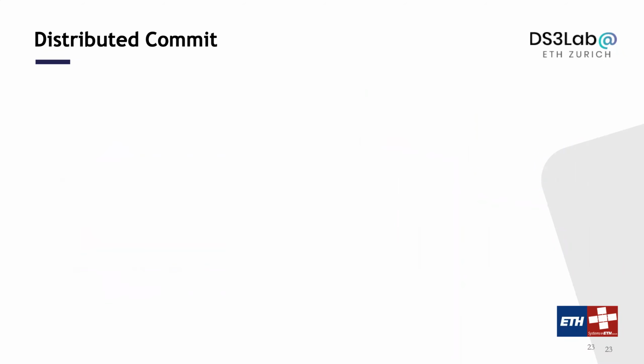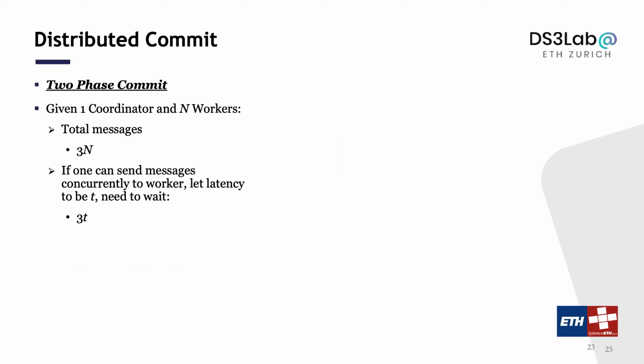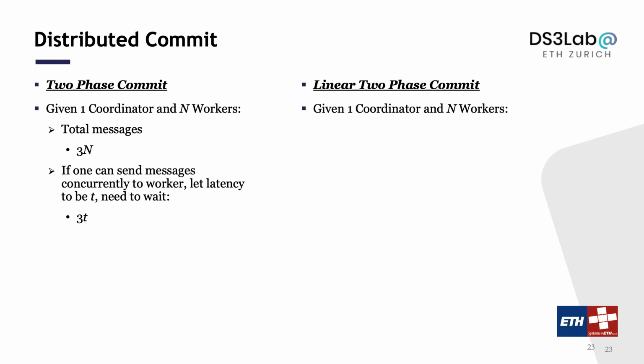If you put it side by side with two-phase commit, in two-phase commit, in total, we need to send 3n messages and we incur a latency of 3 times t, right? If you look at the linear two-phase commit, what is the number of messages that we need to send? In this case, it's actually 2 times n, because I do a forward pass in my linear chain and then I do a backward pass. So the number of messages I need to send is 2 times n. You can see it's already smaller than two-phase commit.